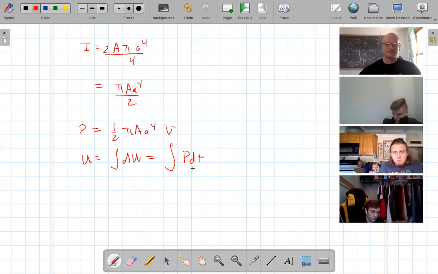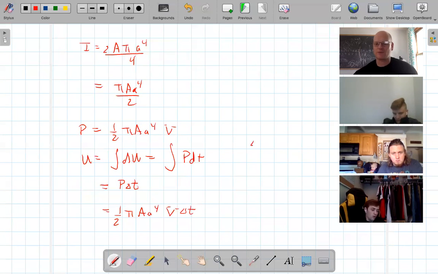Now, from here, we can see that the power has no time dependence at all, which means the power would come out. So we would simply integrate dt, which is simply the change in time. So the amount of energy which is going to be lost is equal to the power times the change in time. So this is equal to 1/2 pi times A to the 4th times the potential times the change in time.